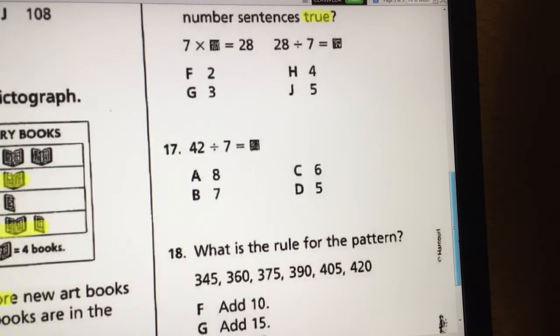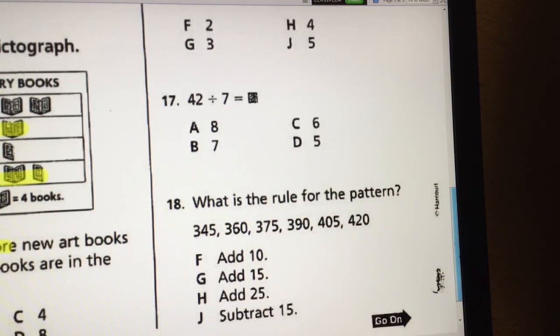Number 17, it's a division problem. You have 42 divided by 7. So you're going to take 42 and you can split it to 7 groups. Figure out how many X's are going into each of the 7 groups.